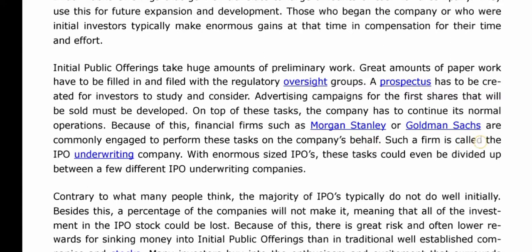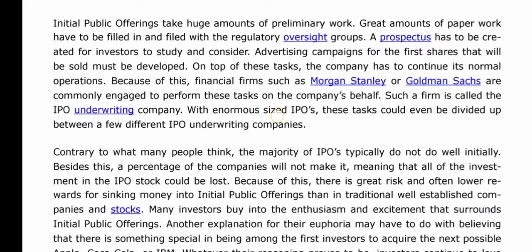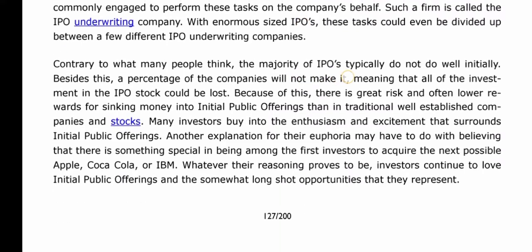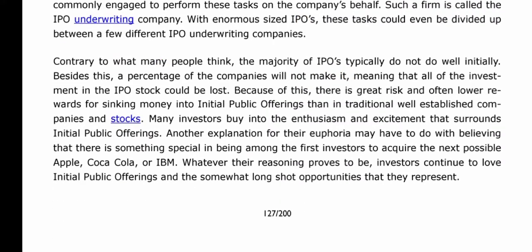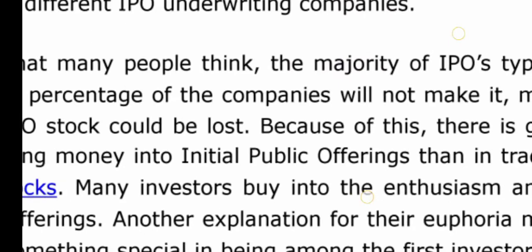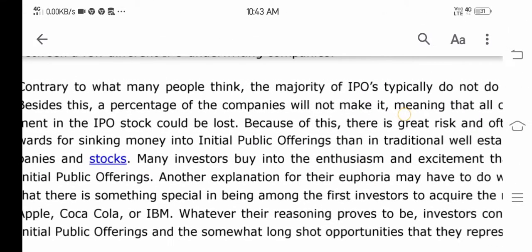Firms such as Goldman Sachs are commonly engaged to perform this task for the company, underwriting the IPO. For an enormous-size IPO, this task could even be divided up between a few different IPO underwriting companies.